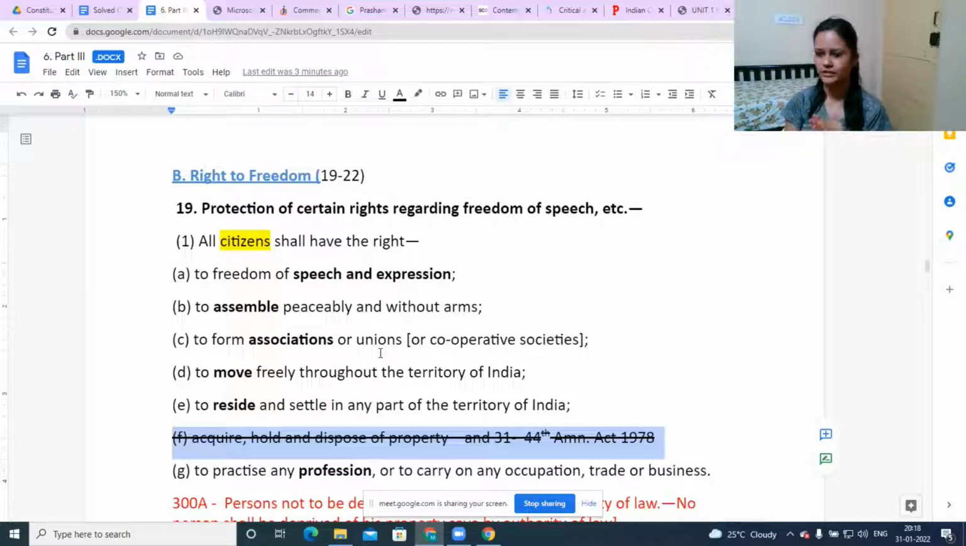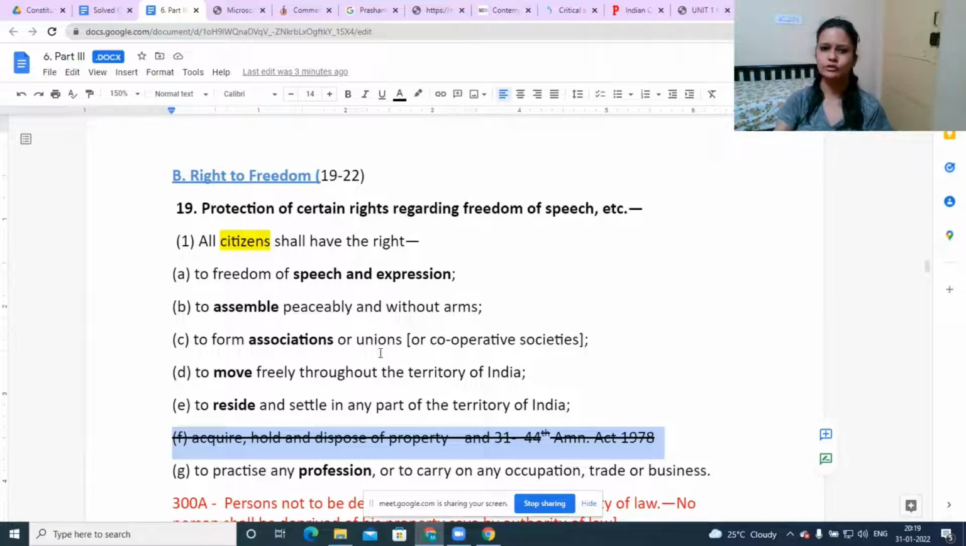So why was this right removed from this part? In the interest of the public at large, if we want to construct a road, we should be able to acquire the property of someone. So they have removed that. Yes, it used to create a lot of trouble because the zamindari system was very much prevalent. So there used to be a lot of zamindari abolition or land reform laws introduced by state governments of various states, Kerala, Punjab, like that.